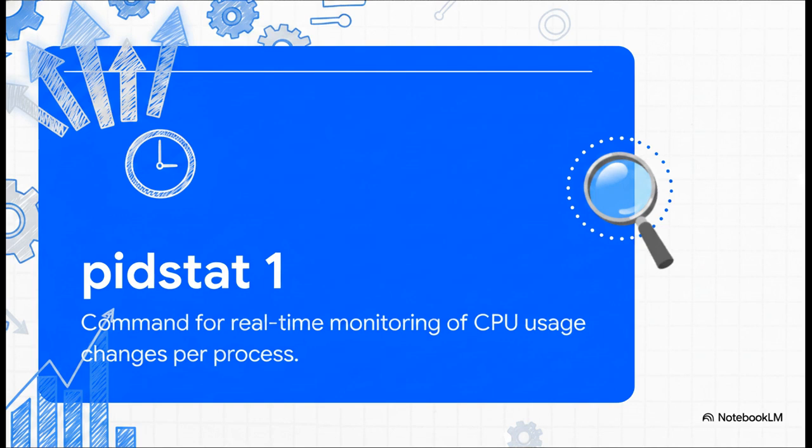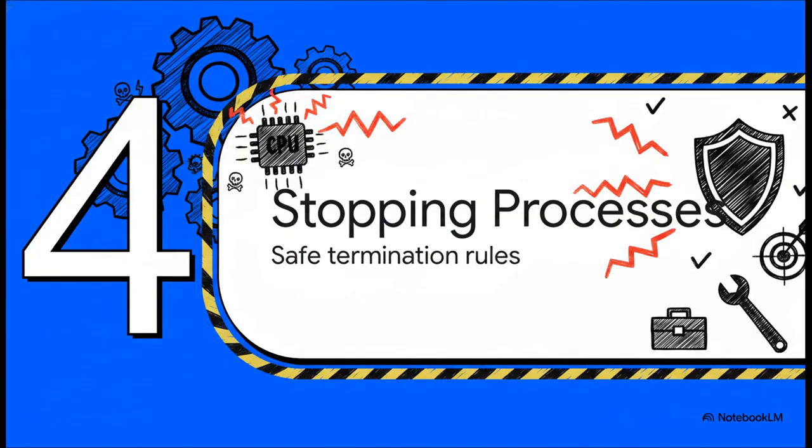If you've identified a suspicious process and really want to watch it closely, running pidstat 1 gives you real-time, second-by-second updates on the CPU usage changes for that specific active process. It's absolutely perfect for detailed, focused observation. Let's jump into Section 4, Stopping Rogue Processes Safely.